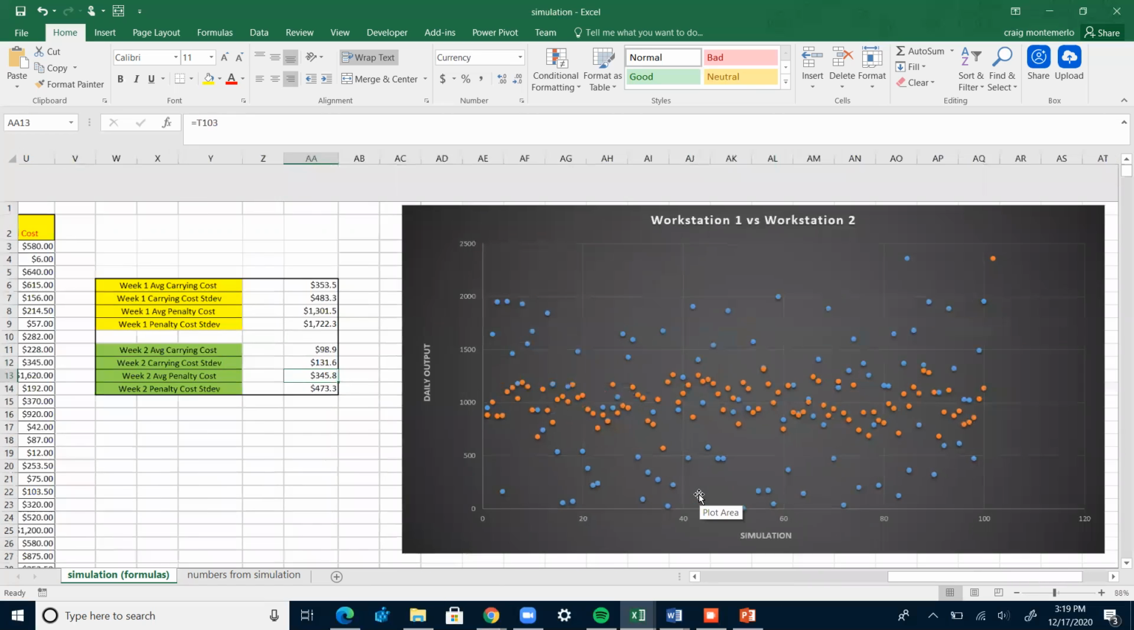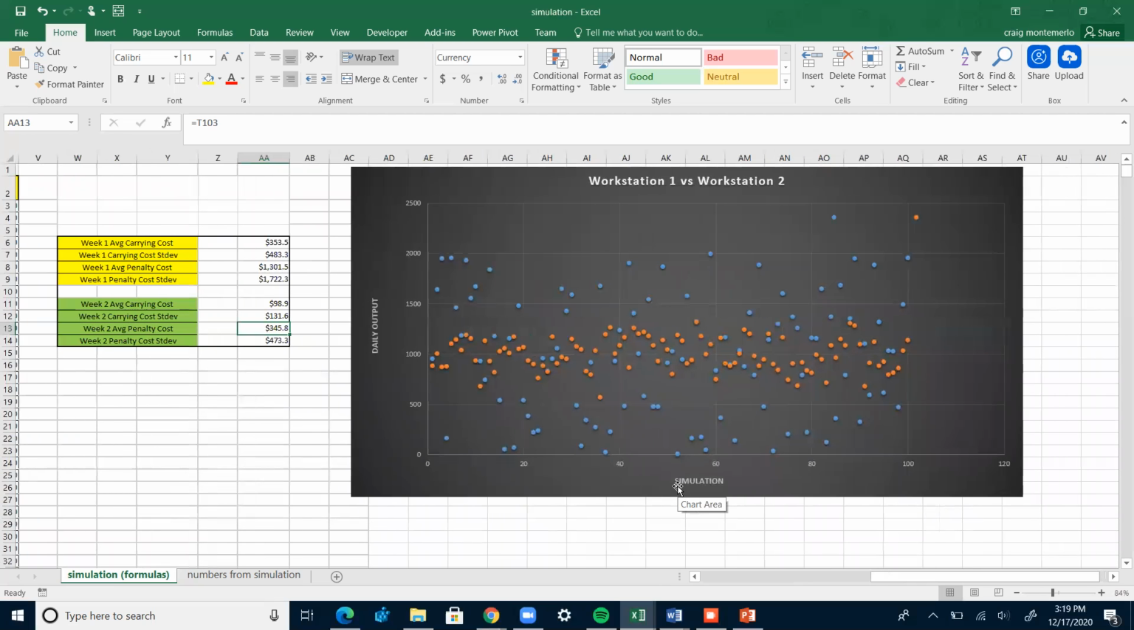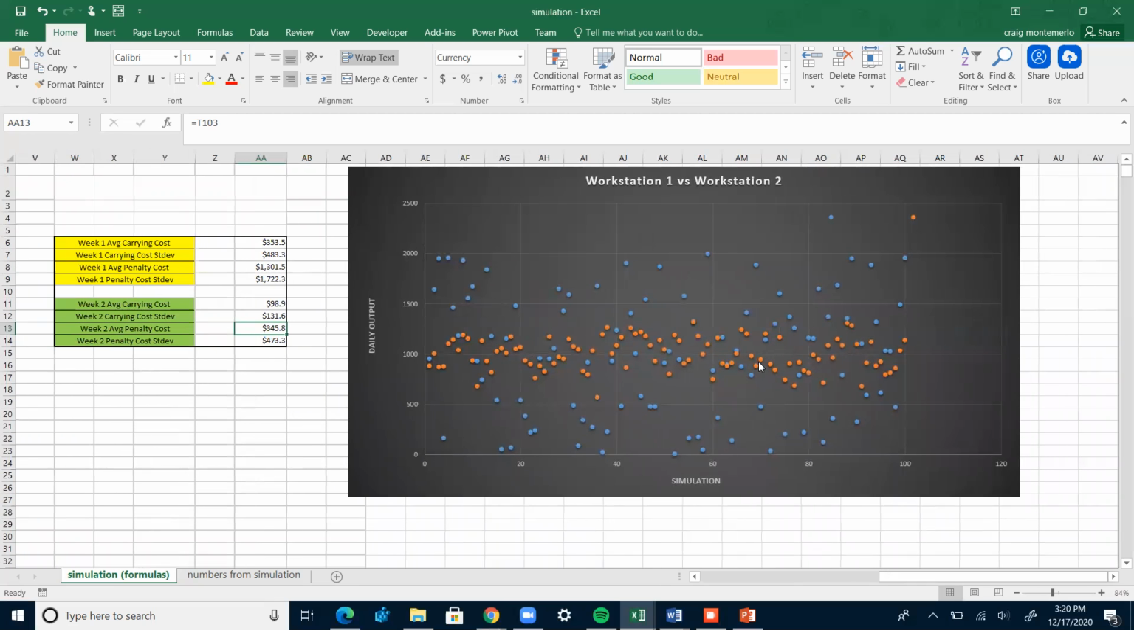Another thing is I created a chart showing the orange dots, which show the 10 machine average daily output, and the blue dots, which represent the one machine daily output. As you can see, the average daily output of the orange dots is all right around 1,000. However, there's one outlier. We're going to see outliers. It's pretty normal, but overall they hover right around the 1,000 range.